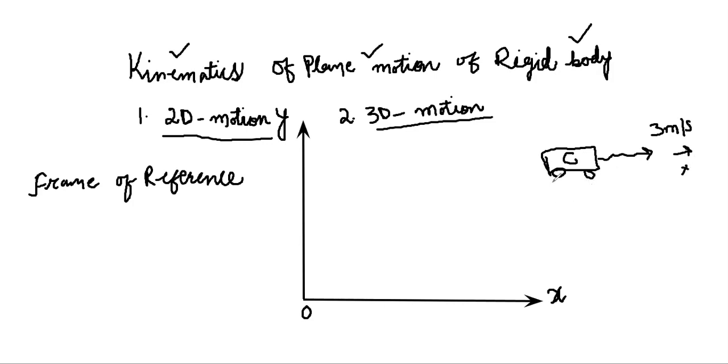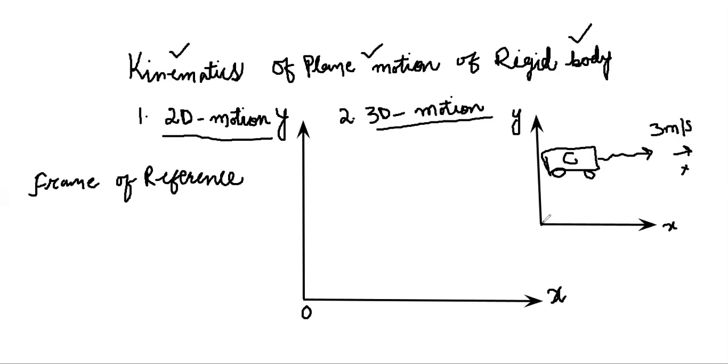Okay, the person who is giving us the information lies on the ground. The person is on the ground, and the information he is giving us about the car is that the car is moving forward with a velocity of 3 meters per second.